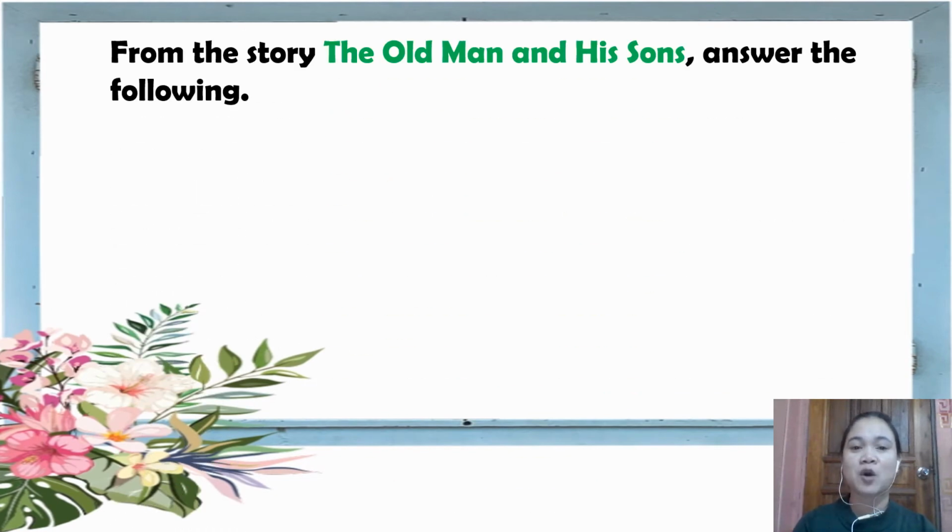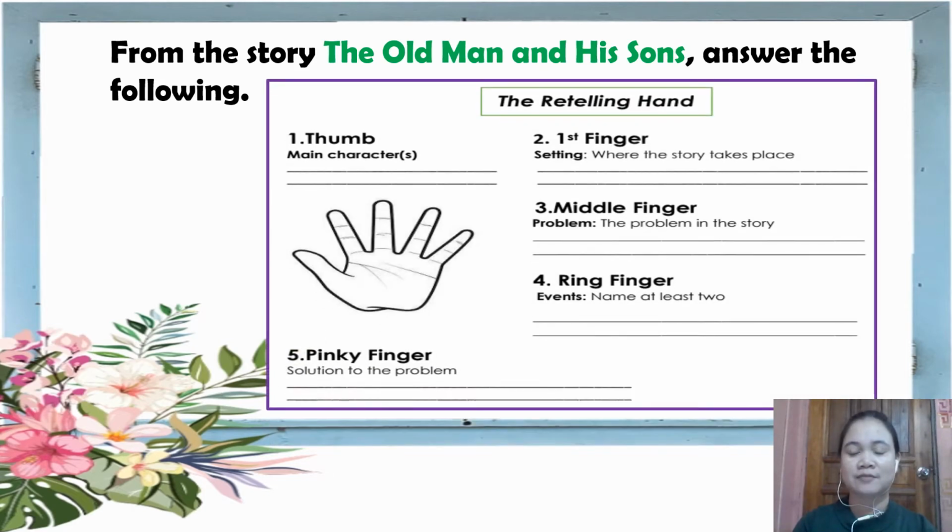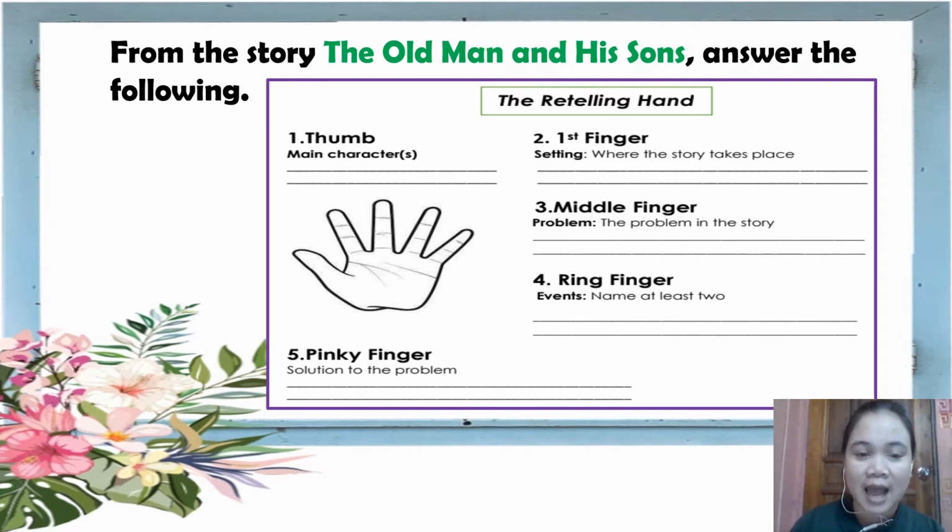From the story of The Old Man and His Sons, let us answer the following. So I have here the retelling hand. The thumb asks us who the main characters in the story are. So the main characters in the story are the old man and his sons.